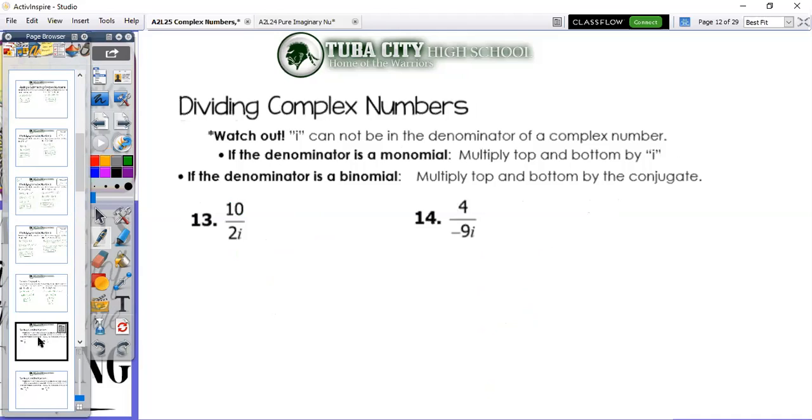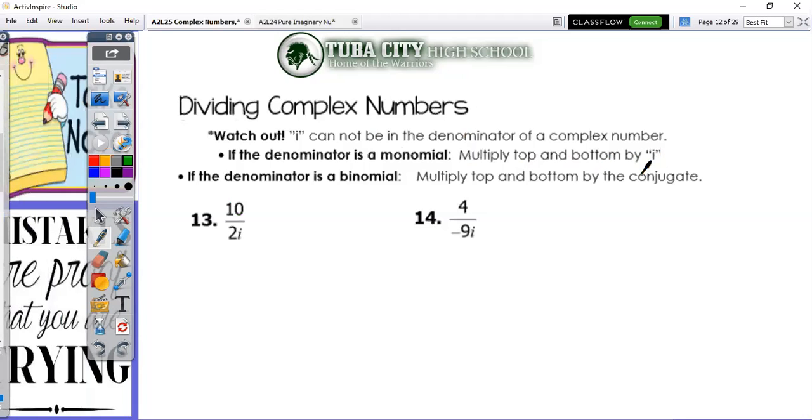All right, dividing complex numbers. So be careful because i cannot be in the denominator of a complex number. So in other words, you cannot have i as the bottom number. In fractions, the bottom number is kind of a touchy subject. Bottom number cannot have roots, it cannot have i, and there are a few other things that it cannot have. But in this case here again, we cannot have i in there. So if the denominator is a monomial, multiply the bottom and top by i.